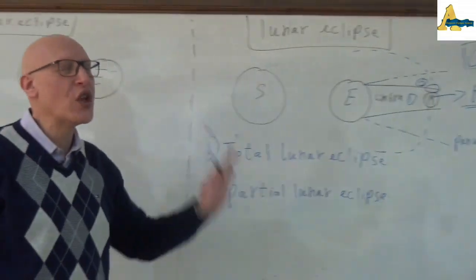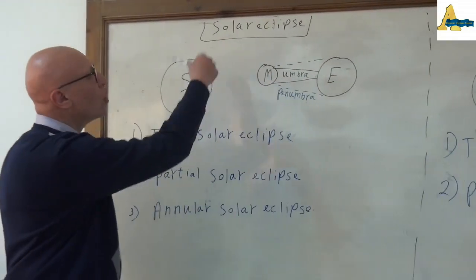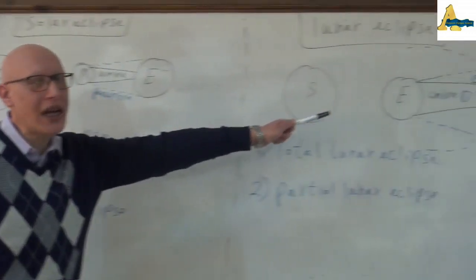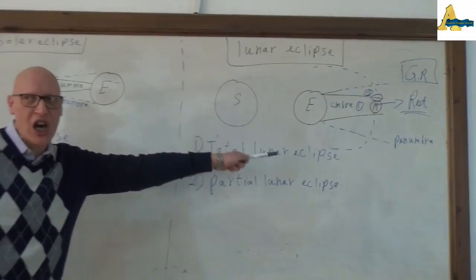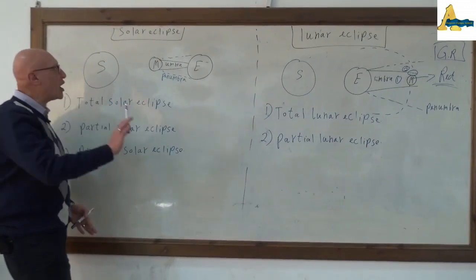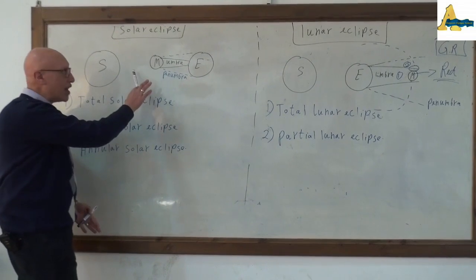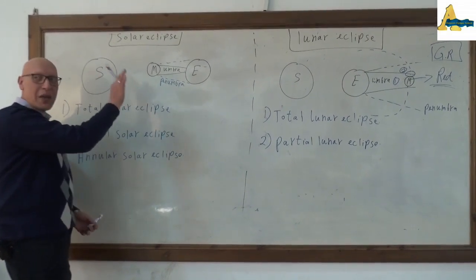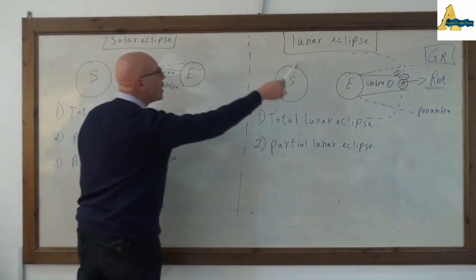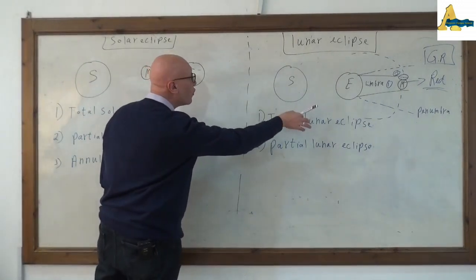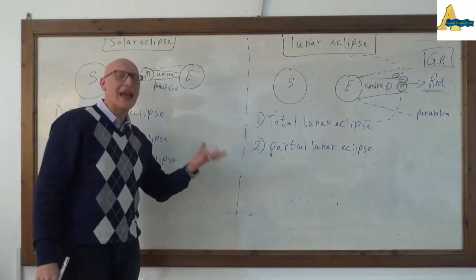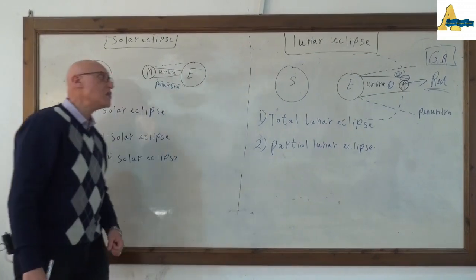This is number one. Number two, the solar eclipse happens during the day, while the lunar eclipse happens during the night. Number three, the duration or the time. The time of the solar eclipse is about 7 minutes and 40 seconds, or 7 minutes and a few seconds, while the duration of the lunar eclipse is 1 hour and may last more than 2 hours.